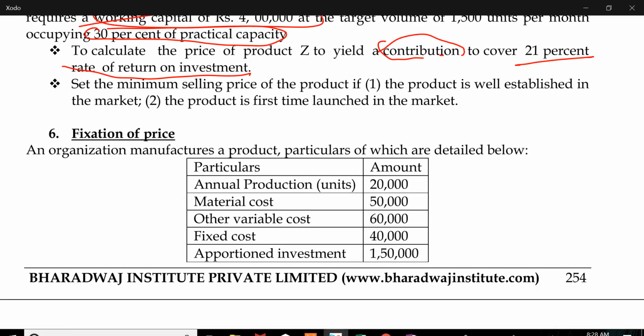Let's move to question 6 then. 193.67 is the price which will be fixed by the company. They will fix a price of 193.67. Go through question 6.